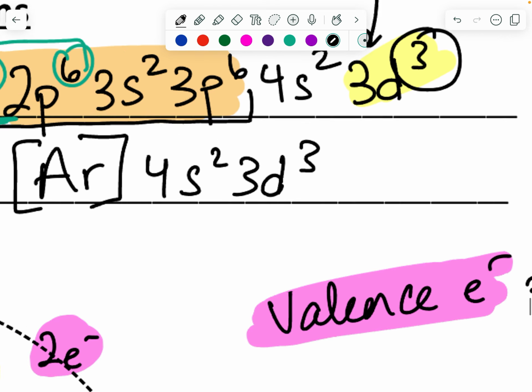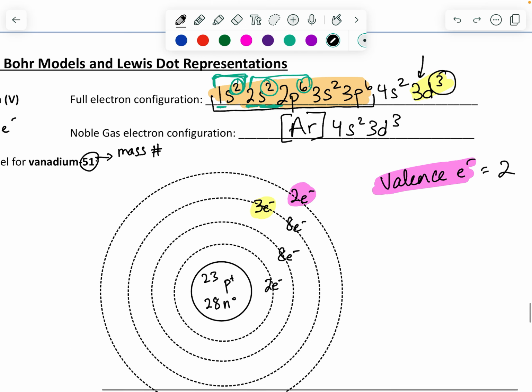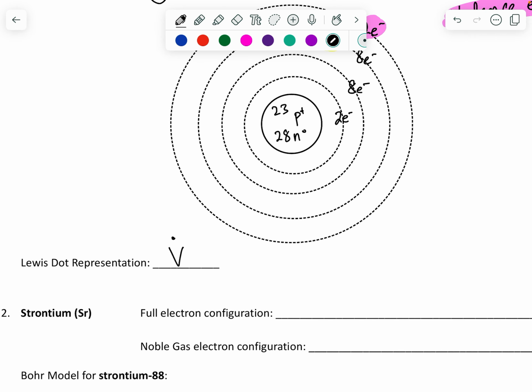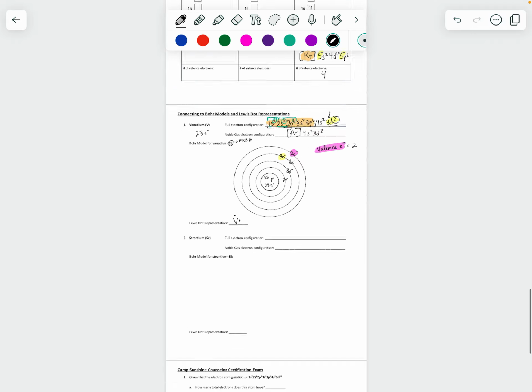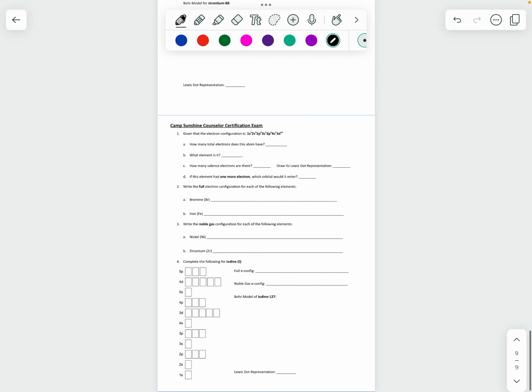So even though there's that 3d3 there, remember, it's based off of the highest energy level, not by the furthest that I draw out. And so to do the dots, I just place 2 dots on different sides. Remember, just like in our cabins, they don't like to be paired up if they don't want to be. So you can do strontium on your own, and then there's a little certification exam, not an actual exam, but just some more practice with all of those topics.